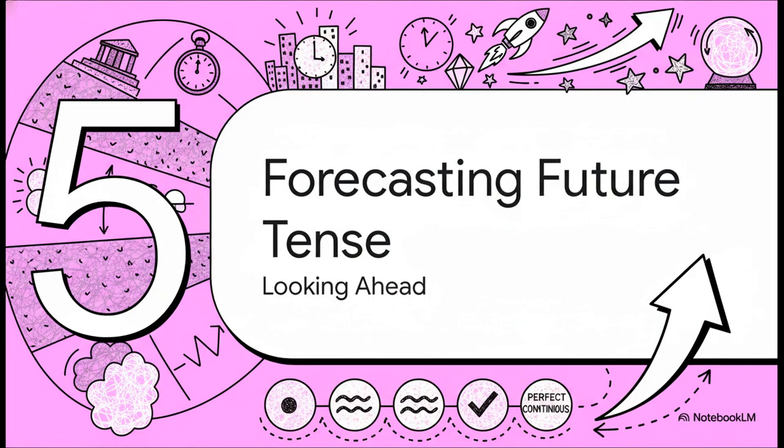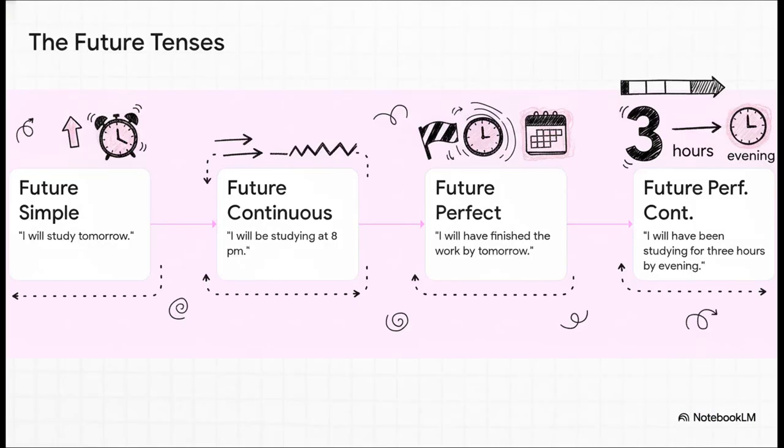So we've built the present, and we've explored the past. Now, it's time to look ahead. We're going to forecast the future. And guess what? We're using the same 4 aspects to talk about things that just haven't happened yet. See, the pattern just keeps going. Future simple is just a basic prediction. I will study tomorrow. Done.